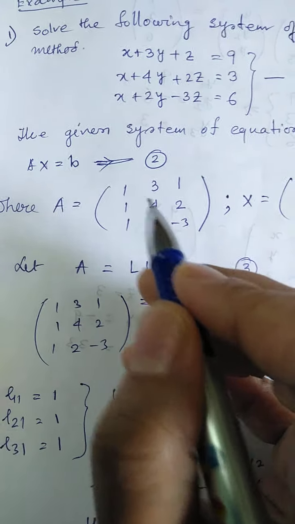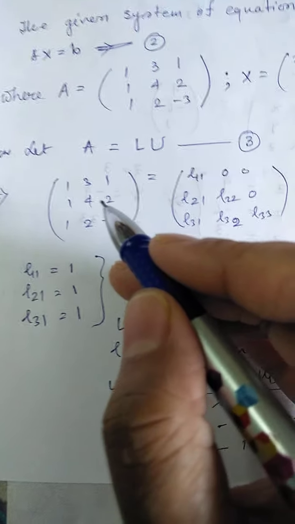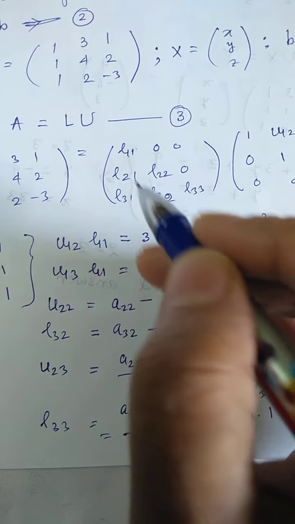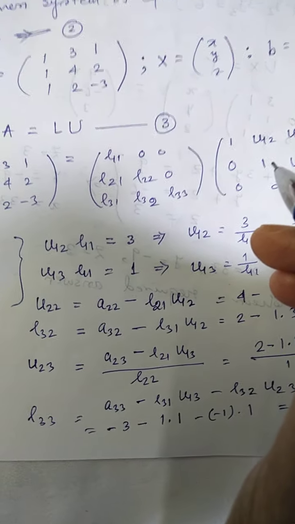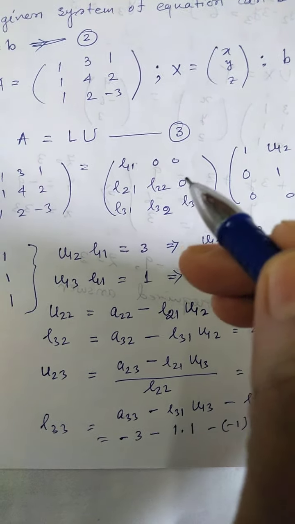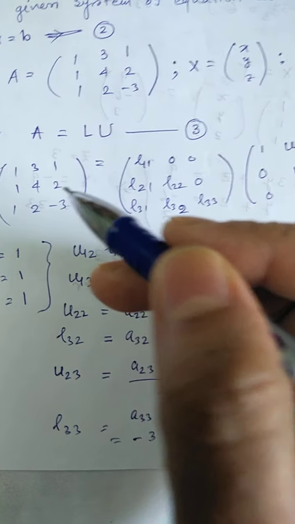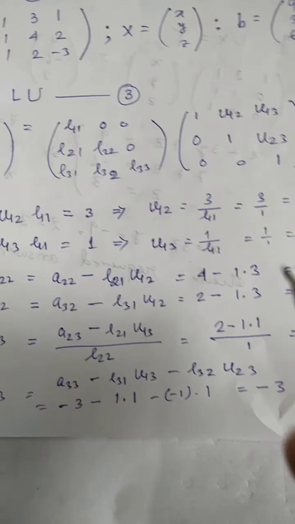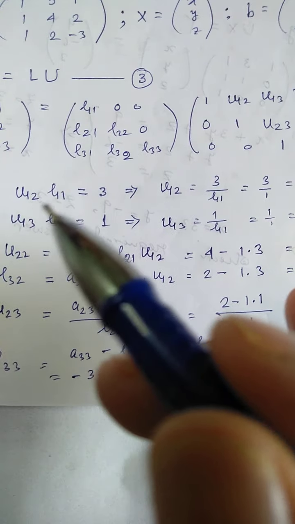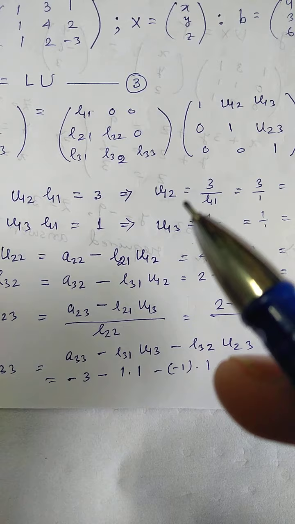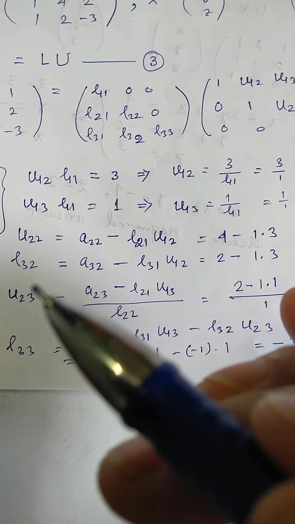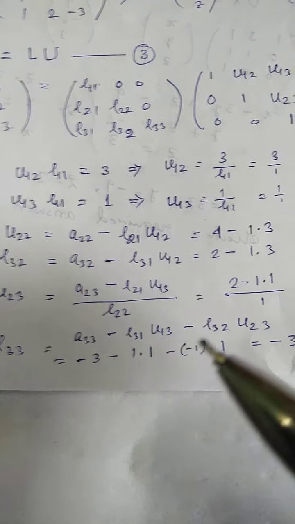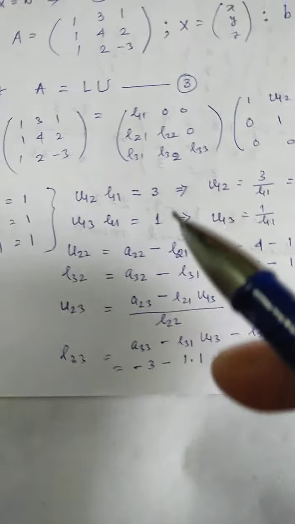This is our given system of linear equations, which can be written as Ax equals b. A is the coefficient matrix given, x is the required vector, and b is the right hand vector. Now we write A equals lower into upper triangular matrix, and multiplying these two matrices should equal this A matrix. Comparing these two we can find all L values and all U values by calculation like that. Here we should calculate u11 to u13, u22, l32, u23, and all L and U values we can calculate.